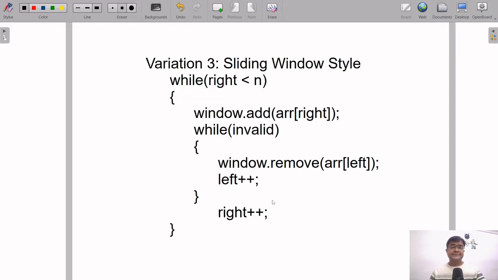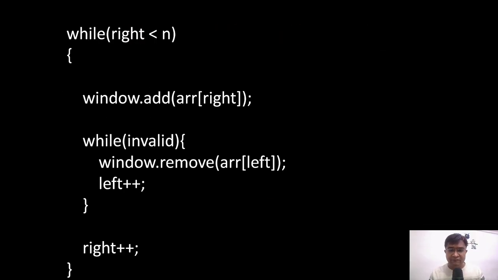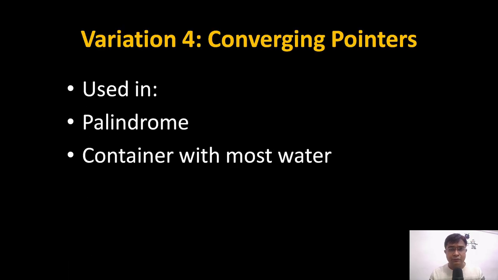Now let's move on to the next variation, that is the fourth variation, which is basically the converging pointers. This is what we have discussed here. So the fourth variation is the converging pointers.